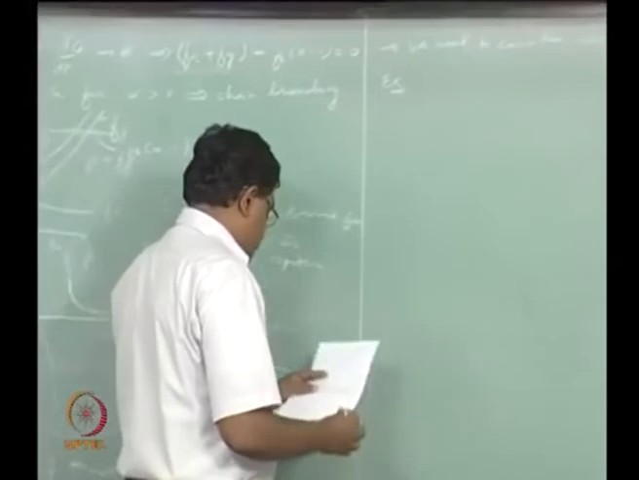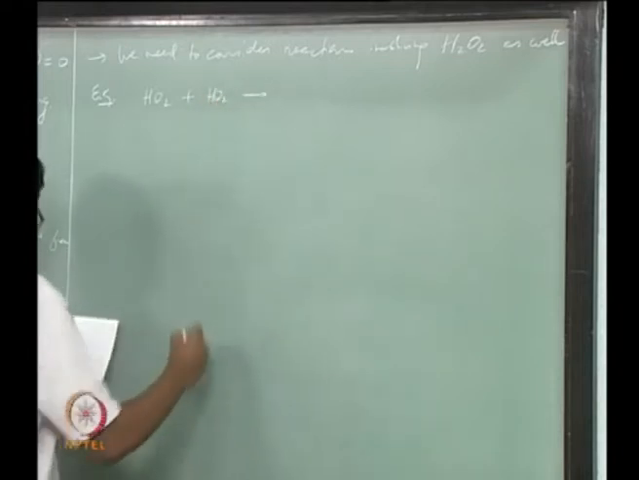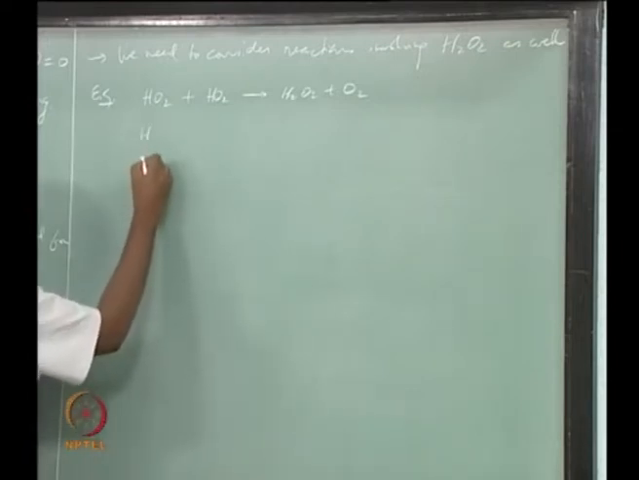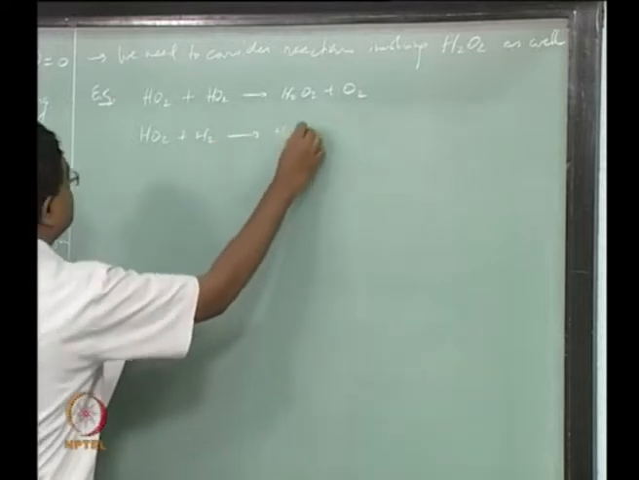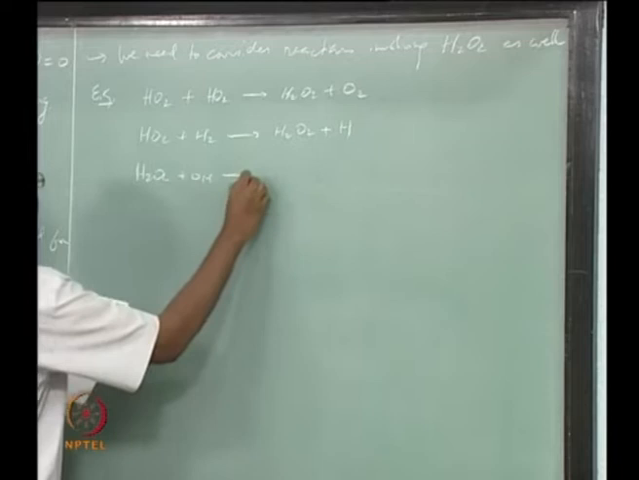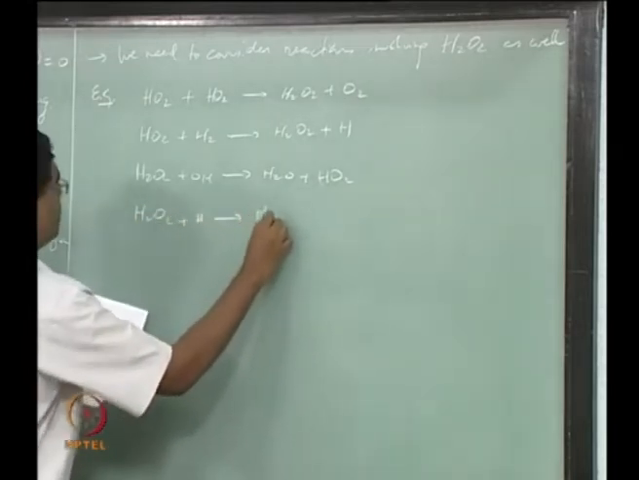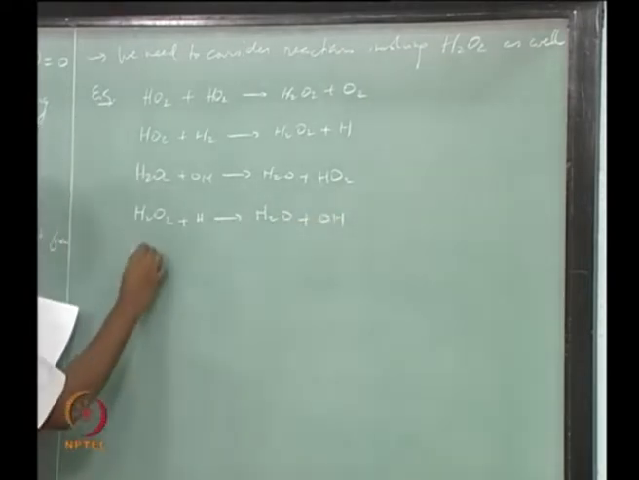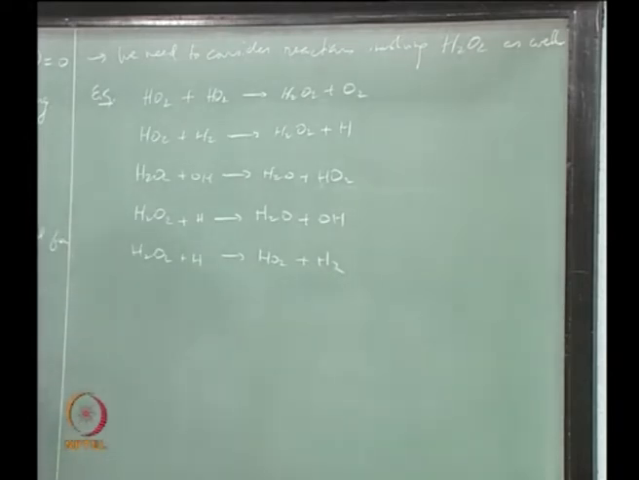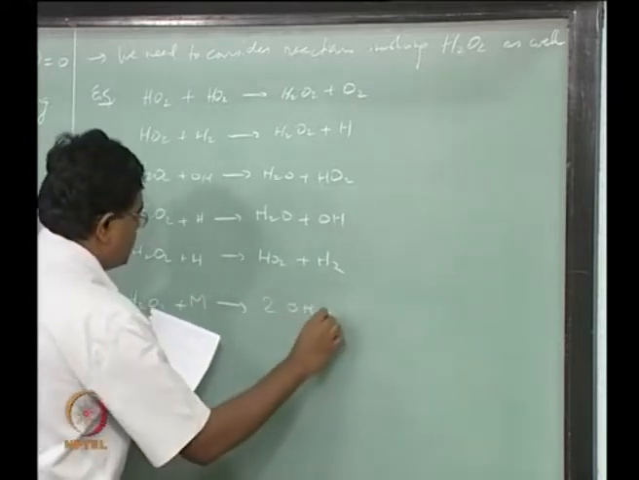So here for consideration of H2O2 we may have to say, let's say we now have HO2 plus HO2, that's 2 HO2 gives H2O2 plus O2. HO2 plus H2 gives H2O2 plus H. H2O2 plus OH gives H2O plus HO2. H2O2 plus H gives H2O plus OH. H2O2 plus H gives HO2 plus H2, and H2O2 plus M, that's a gas phase termination, gives 2OH plus M.